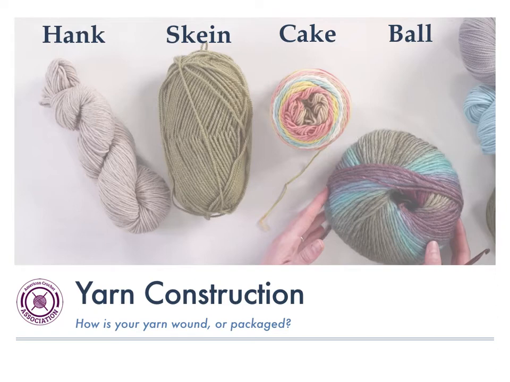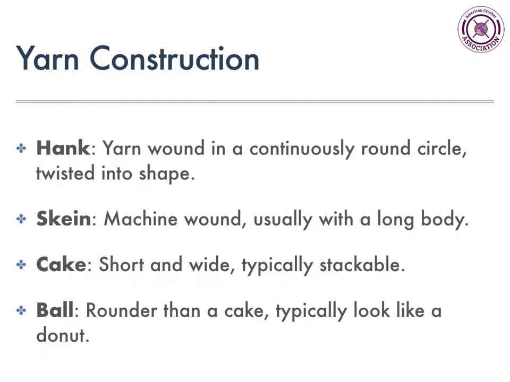How your yarn is wound or packaged is going to have a lot of different names. Some of the most common names are hank, skein, cake, and ball. Now we have each one of these represented with a picture, but let's look at the definition for each.